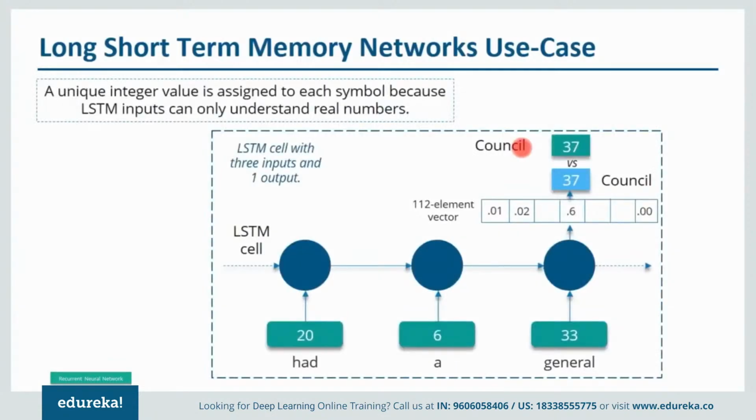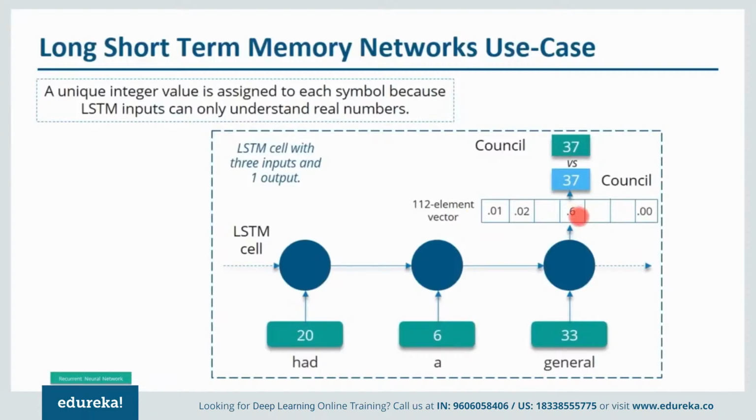So technically we know that LSTMs can only understand real numbers. Alright, so what we need to do is convert these unique symbols into a unique integer value based on the frequency of occurrence, and like that we'll create a dictionary. For example, we have had here that will have value 20, A will have value 6, general will have value 33. Alright, and then our LSTM will create a 112 element vector that will contain the probability of each of these words or each of these unique integer values.